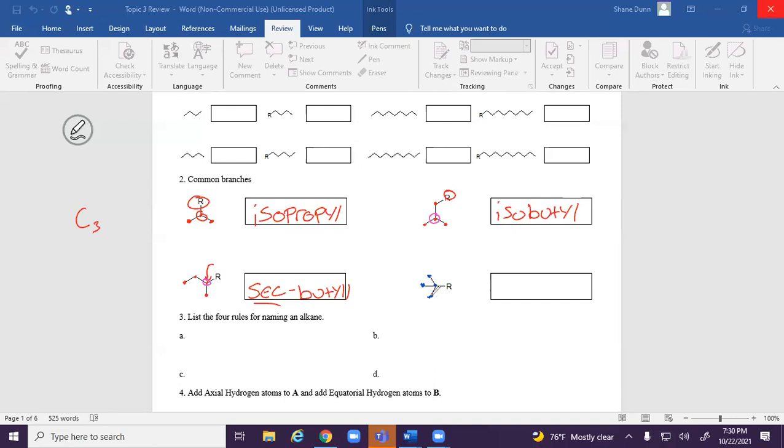One, two, three, four. Yep, it's butyl. And since it forms a what? Tertiary here. When you draw this out, what does this letter look like? T. So it's called tert or T-butyl, or tertiary butyl. It forms a tertiary carbon bonded to 3 other carbons. So tertiary or T-butyl.